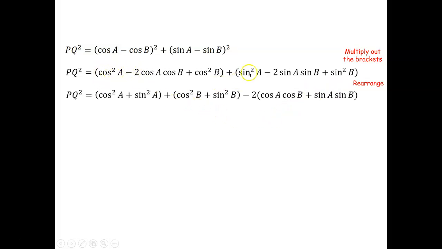I have a cos squared A and a sine squared A. So I'm going to group those together, similarly with cos squared B and sine squared B. Hopefully you can see what I'm going to do there. They're both equal to 1, each of these brackets. So I can simplify to say PQ squared equals 2 minus 2 times (cos A cos B plus sine A sine B).